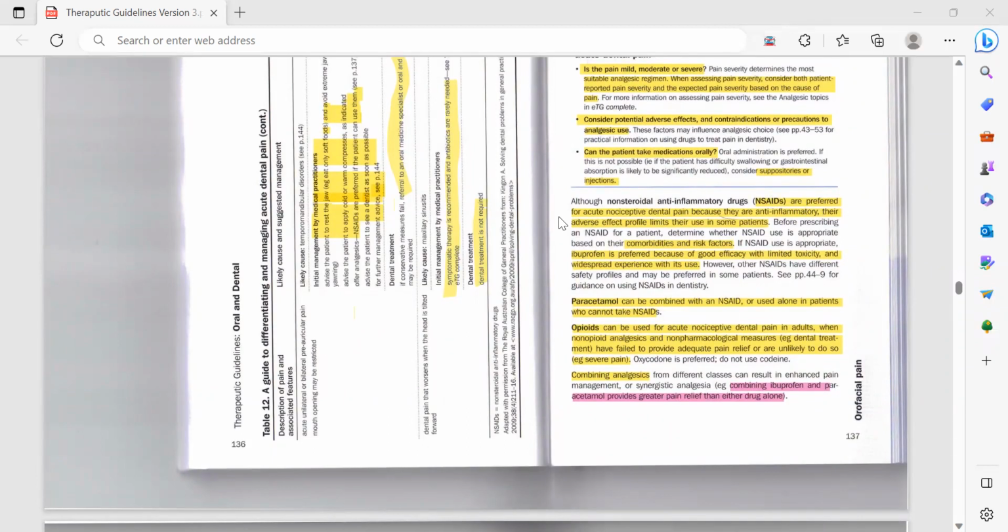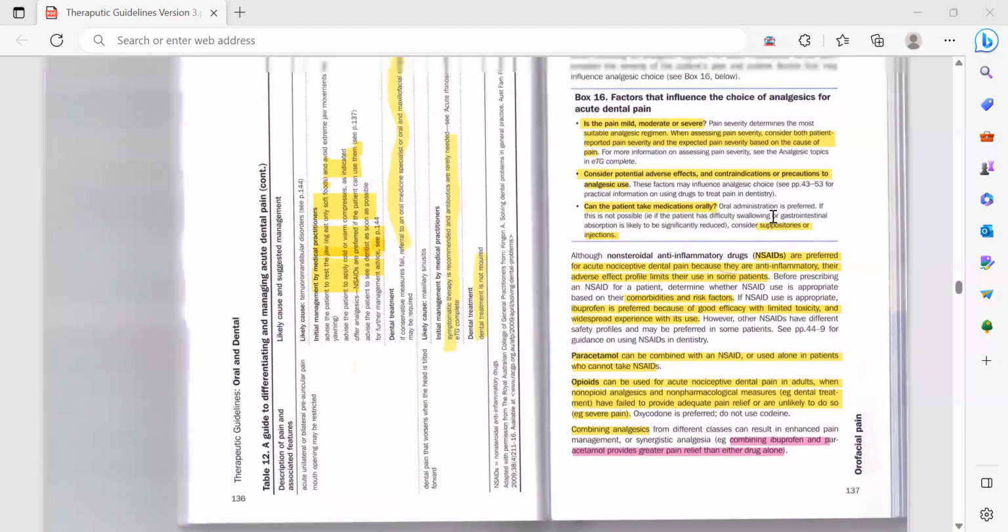Although NSAIDs are the preferred drugs because they have anti-inflammatory action, their adverse effect profile limits their use in some patients, because we read in earlier topics that there are certain cases where we cannot prescribe NSAIDs. For example, if the patient has asthma which is exacerbated by the NSAID, or the patient has peptic ulcer or any kidney issues, or pregnant women. So in those cases, we cannot prescribe them, but they are the best drugs for pain relief.